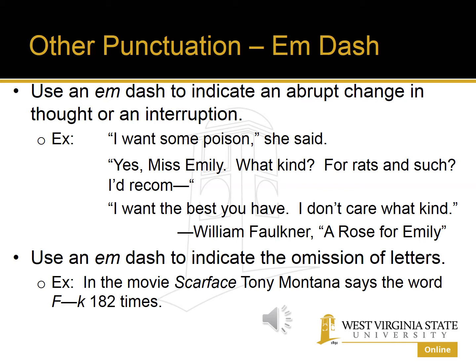In this sentence, the M dash is used to indicate an interruption. In other words, the person responding to Miss Emily is probably a store clerk, and he or she is saying, "I recommend," but when he gets to "I recommend," Emily interrupts him and says, "I want the best you have." So we use an M dash here to indicate in dialogue that there's an interruption. Also, by the way, note that the actual source citation, William Faulkner, A Rose for Emily, is also offset by an M dash.